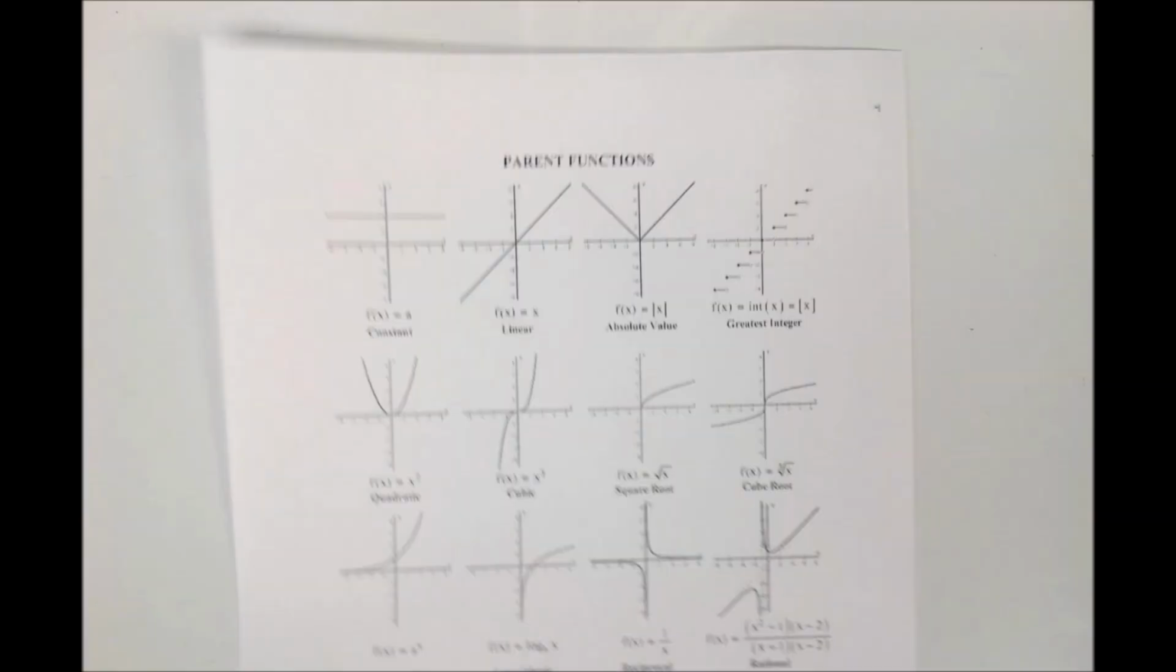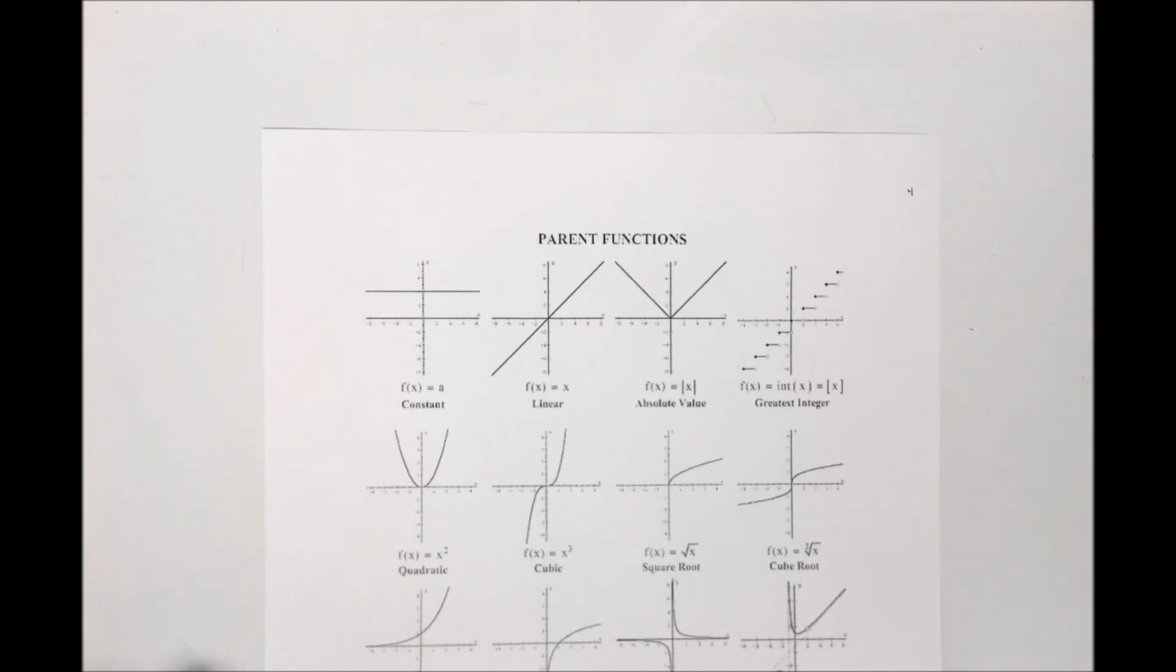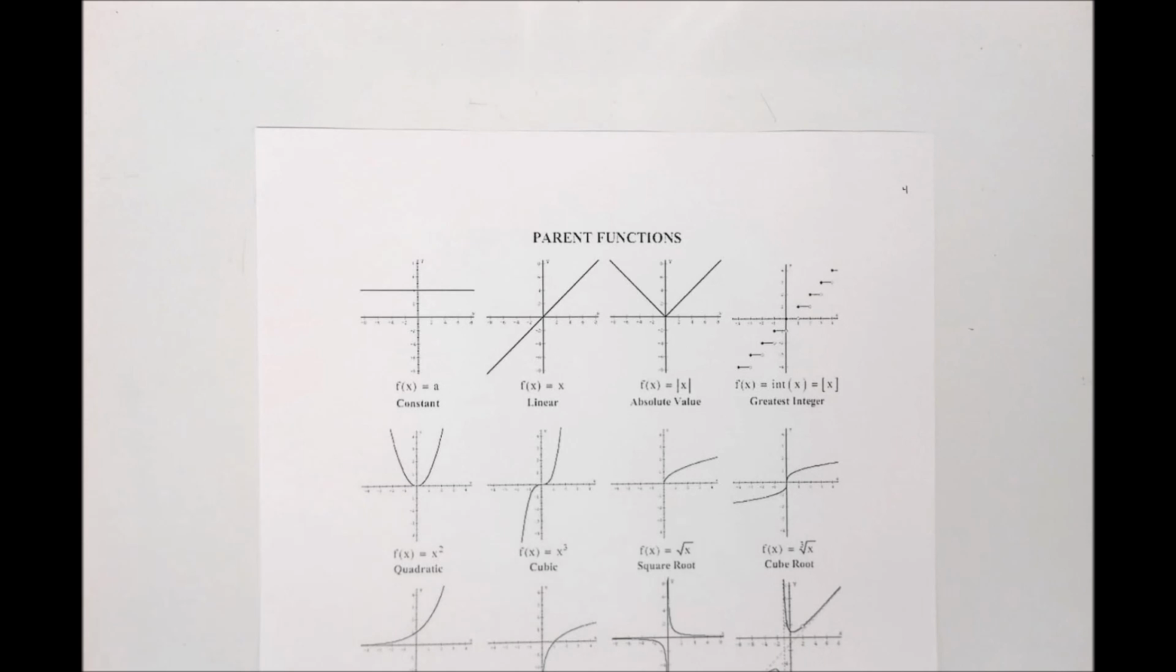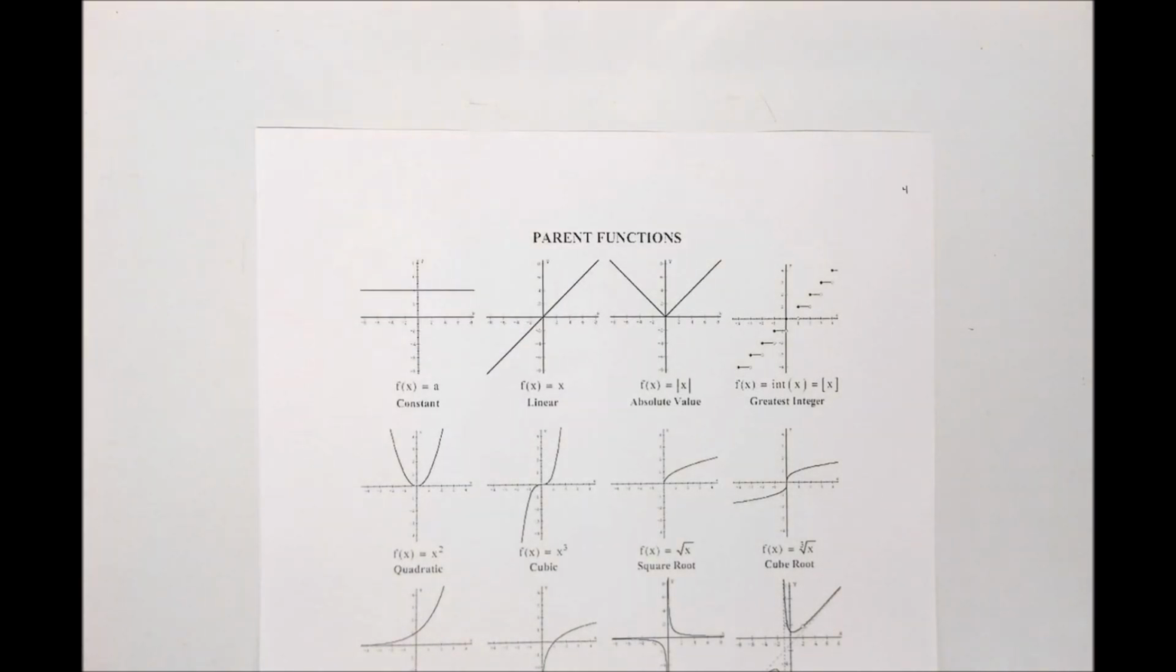Here are your parent graphs that you should have some idea about. I'm going to try to leave off the bottom ones a little bit because we haven't really talked about trig yet. But here are some of the algebraic ones. You have your constant, your linear, your absolute value. You have the greatest integer function, which we talked about in pre-calculus, but we're going to talk a little bit more about this in this class as well. It's a great problem when we get to the topic of continuity.